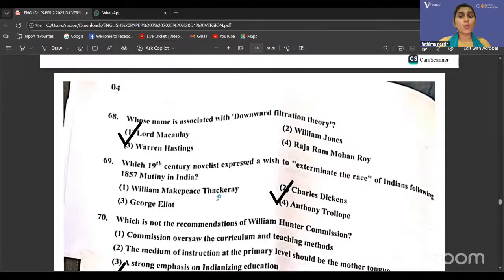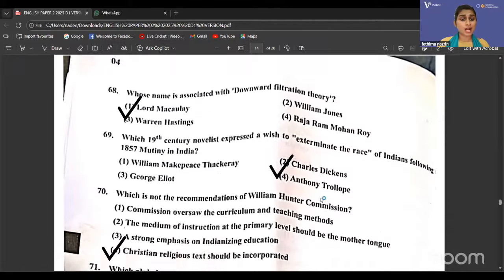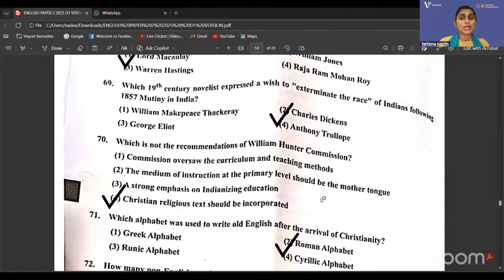Now, which 19th century novelist expressed a wish to exterminate the race of Indians following the 1857 mutiny in India? Now, this is someone you wouldn't expect. It is Charles Dickens. Okay, it is Charles Dickens. Now, so the option is option number 2. That is the correct answer.